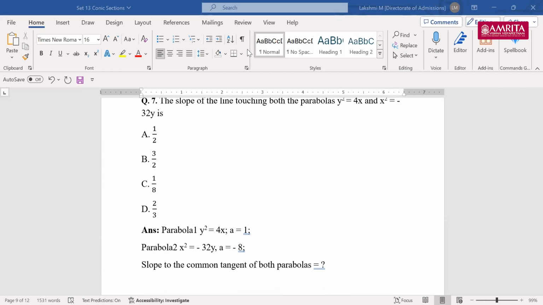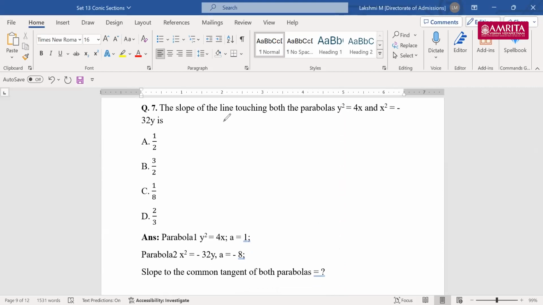Now this is the next question. The slope of the line touching both the parabolas. First one is y square equal to 4x and second one is x square equal to minus 3y. The slope of the line touching both of them, y square equal to 4x and x square equal to minus 3y.